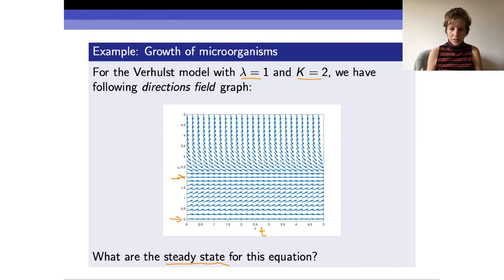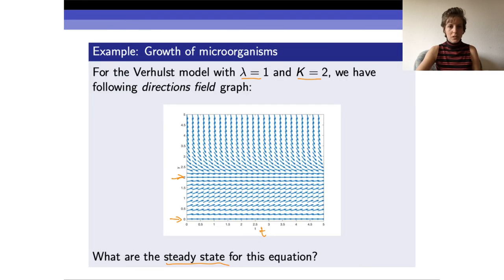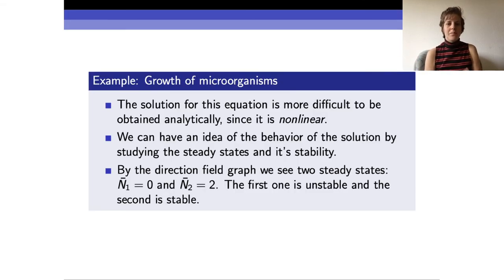Okay. Another thing that I want to mention. Yeah. So here in this case we have a nonlinear equation, and in the Malthus model, the dn/dt is linear. Okay, so we can find the solution explicitly, but in the nonlinear case it's not possible, or at least it's not so easy. That's what I wanted to say.